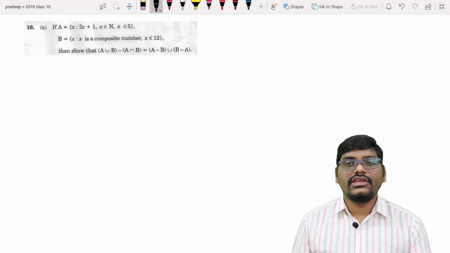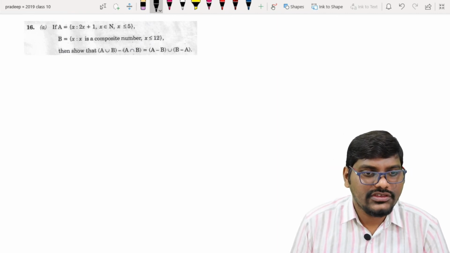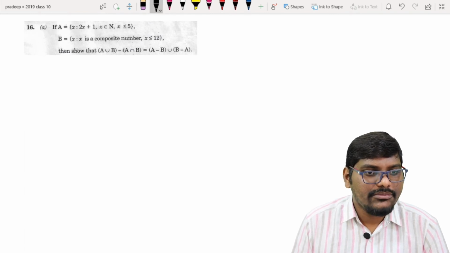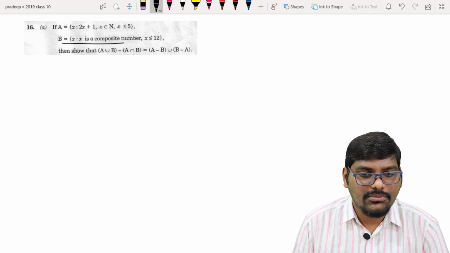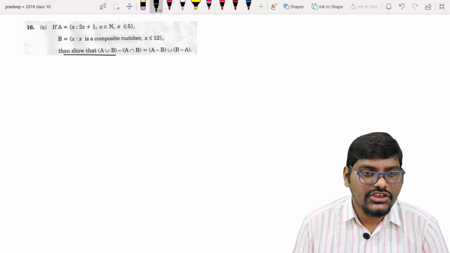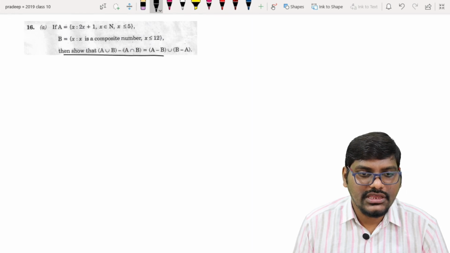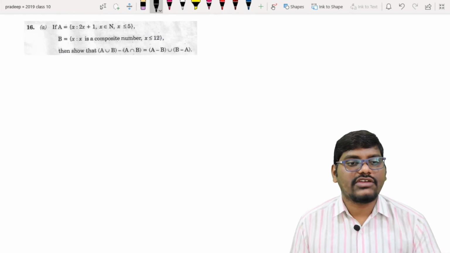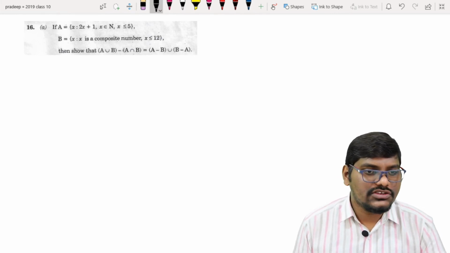So now we are solving question A. The question says, if A equals {x : x = 2x + 1, x belongs to N, x is less than or equal to 5}, B equals {x : x is a composite number, x less than or equal to 12}, then show that (A union B) minus (A intersection B) equals (A minus B) union (B minus A). This is the question. Alright, so let's try to solve it.